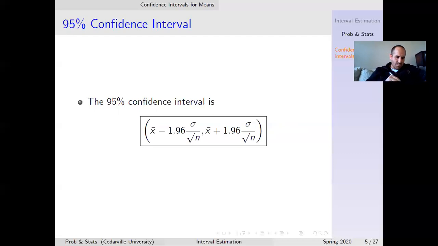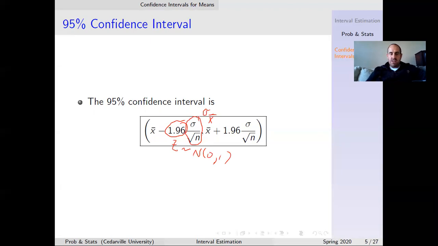And I'll just say the sigma over the square root of n right here, okay, that is the standard deviation for the sample mean distribution, right? It's the original standard deviation divided by the square root of n. We've already dealt with that at some point when we talked about the central limit theorem, okay? And this 1.96 right here, well, that is a specific z value, right? And z being the standard normal distribution, okay? And 1.96 is close to 2, isn't it? So basically what this is saying is, you know, 2 standard deviations to the left, 2 standard deviations to the right of x bar.